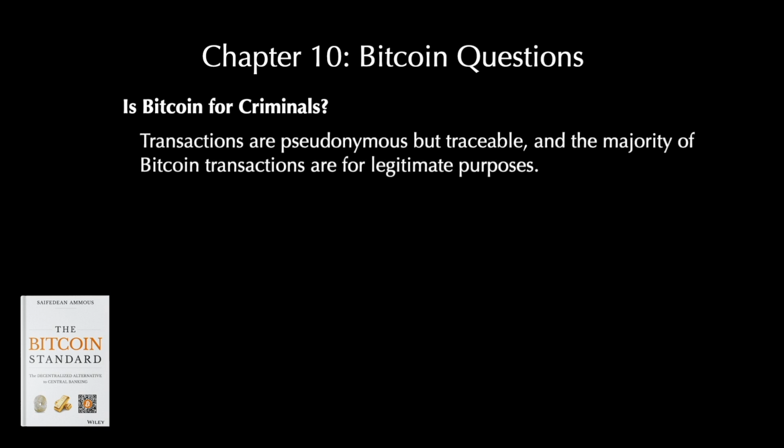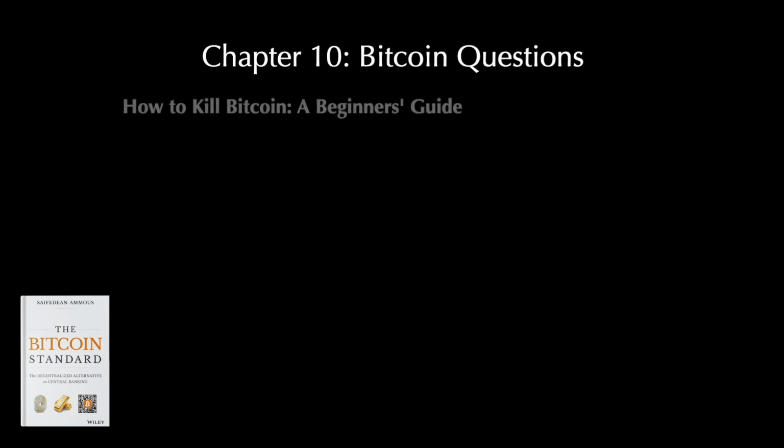Every Bitcoin transaction is recorded on the blockchain, a public ledger that anyone can inspect. Therefore, with the right tools and information, it is possible to trace Bitcoin transactions back to their participants. According to various studies, only a small percentage of Bitcoin transactions are connected to illicit activities. Most Bitcoin users are individuals and businesses who use the cryptocurrency for legitimate purposes, such as investment, remittances, or as a hedge against inflation.